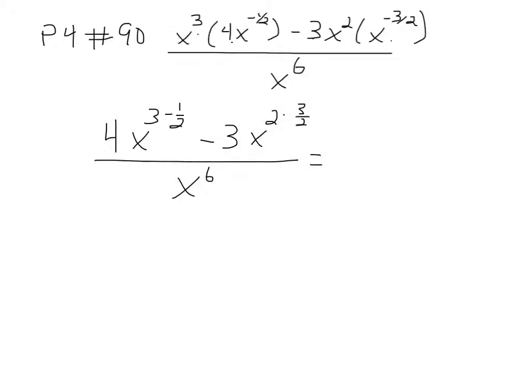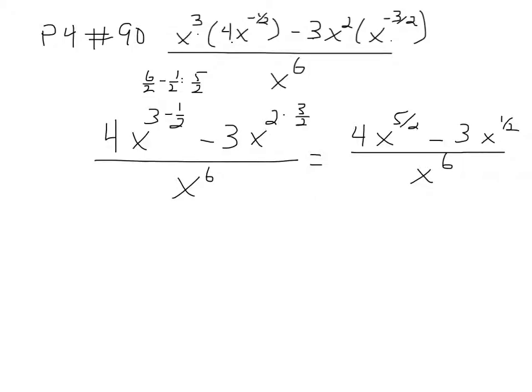All right, now what we can do is we can add up our exponents. 3 minus 1/2 is 5/2. 3 is 6/2 minus 1/2. That's 5/2, right? So we can do 4x to the 5/2 minus 2 minus 3/2 is a 1/2, so this is 3x to the 1/2 all over x to the 6th.